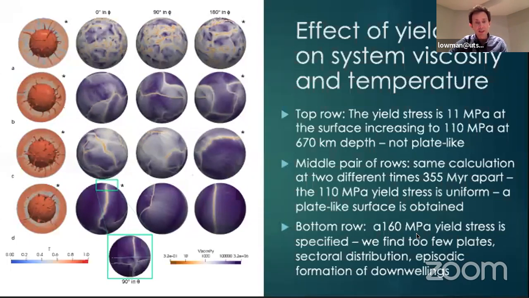And finally, at 160 megapascal yield stress, specified in the bottom row, we find too few plates. And also we find an odd sectoral distribution in the thermal field and the episodic formation of downwellings.